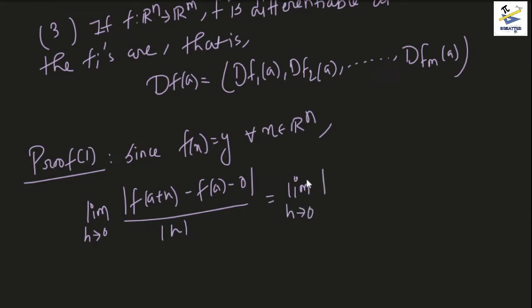Now f(a+h) is y, so is f(a), because it's a constant function, right? And of course with the norms. So this is basically 0 because the numerator has norm 0. So therefore df(a) is basically 0, right?